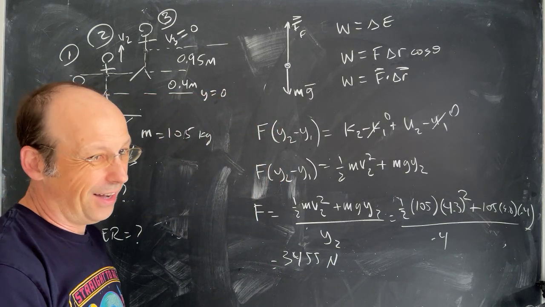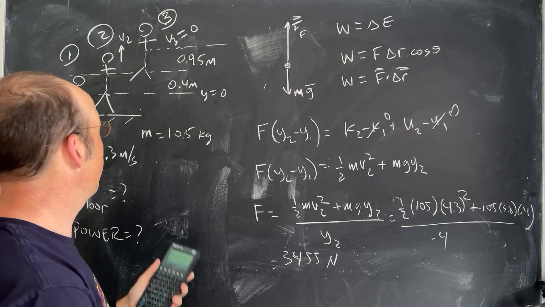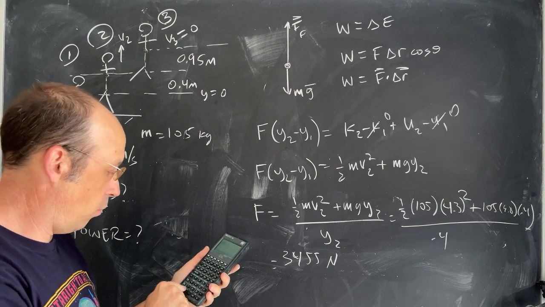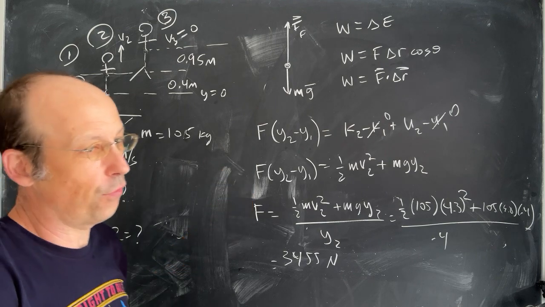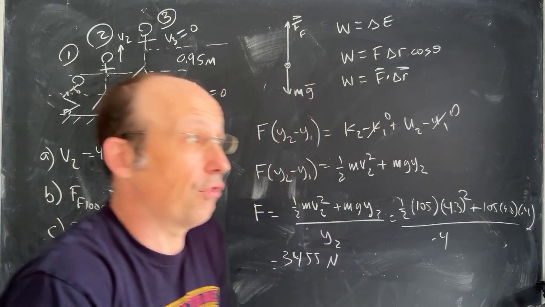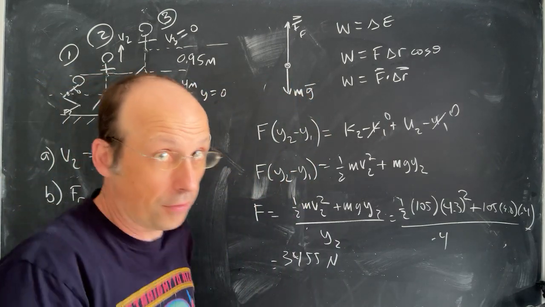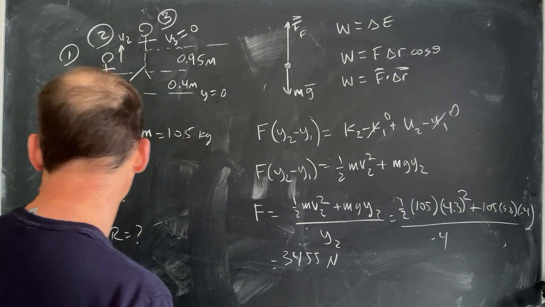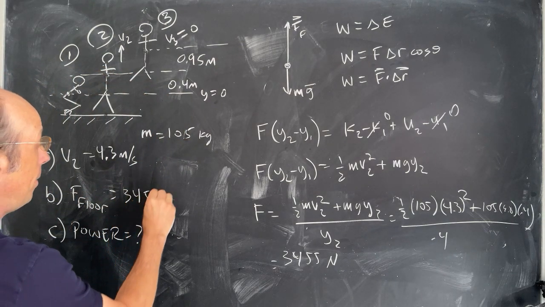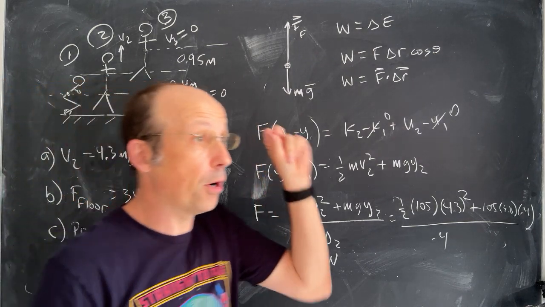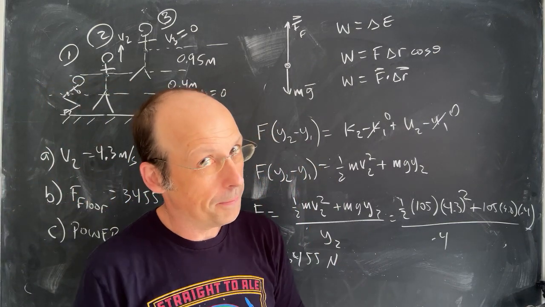That seems like a lot, but the weight is 105 times 9.8, so the gravitational force is about 1,000 newtons. So this is just 3 times the gravitational force. You're going to have to do that in order to jump, and that's fine. So let's put that right here. That's the force the floor exerts on the person, but that's also the force the person exerts on the floor when they're jumping. That's important.